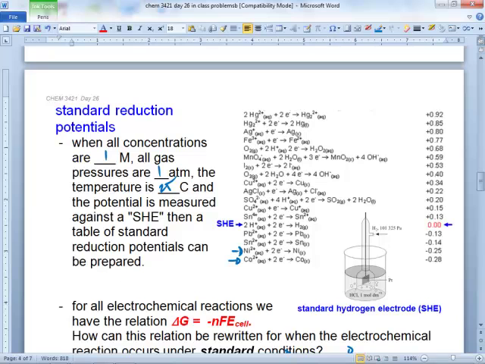Let's pick some that you do. Let's pick the nickel. And here's one that only has one electron in it. Okay. And let's say we want to flip the top one. You have to flip one of these. If you flip the top one, what do you do to its E0 value?